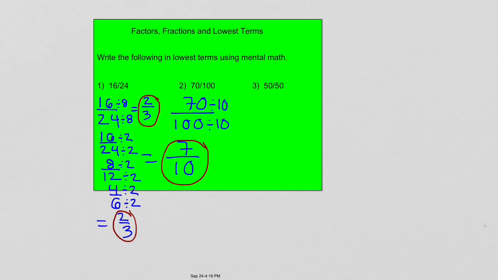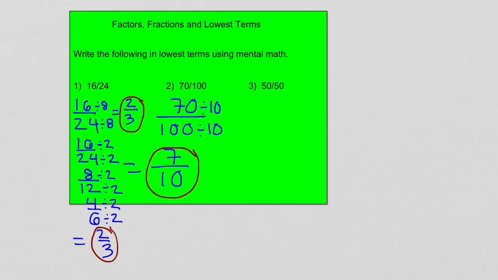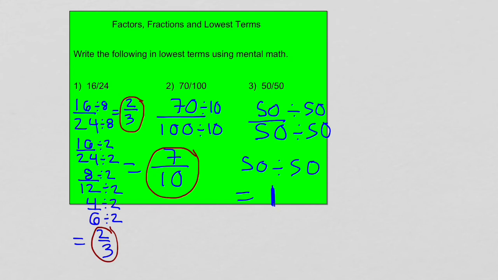Okay, and then the last one, 50 over 50. Hopefully what you recognize here is that you can divide 50 by 50 and 50 by 50. Or you might just recognize that this thing right here means 50 divided by 50. Either way you slice it, you get an answer of 1 whole. That's 1 whole. Okay, so using mental math is a really good strategy to put fractions in lowest terms. And definitely got to know your factors and divisibility.